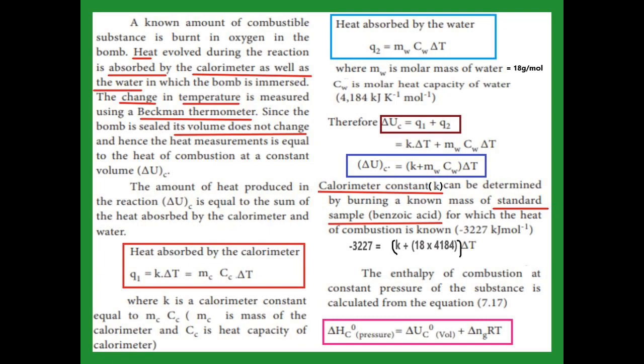Afterward, if you find out the K value, then for any other substance other than benzoic acid, you can find out the delta UC value. If you put the K value now found, we can calculate for any other substance. Just find out the delta T alone, substitute in the delta UC equation, and you get the delta UC. Now with the help of delta UC, we find out delta HC. What does delta HC mean? Enthalpy of combustion at constant pressure by the formula delta HC equals delta UC standard plus delta NG RT.